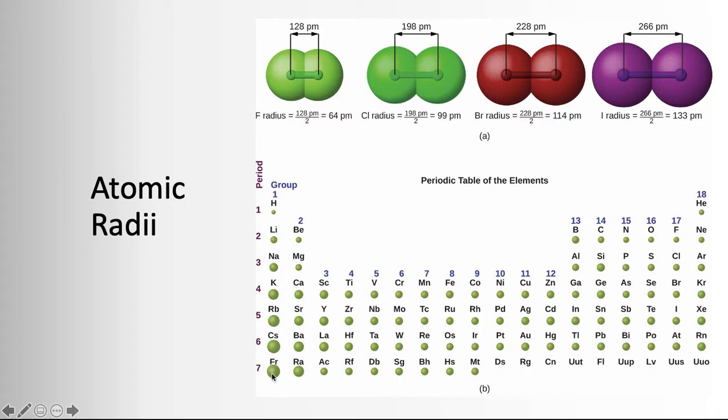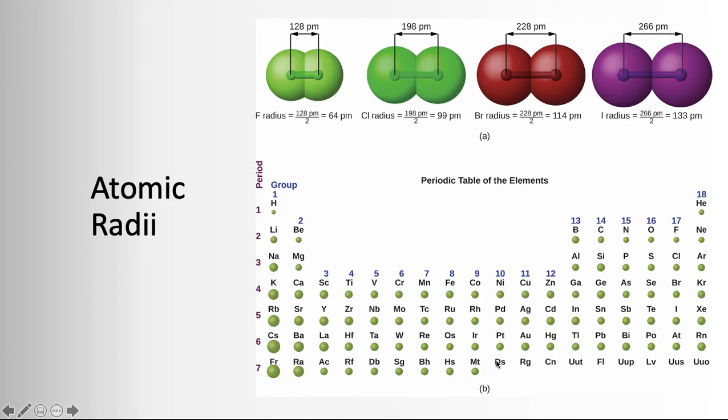So if I remember that francium has the largest radius, no matter what direction I go, so from bottom up in a group or left to right, the radius is going to decrease. And here's the same idea. Going from iodine to fluorine, I'm moving from the bottom up, which means that I'm decreasing the radius.